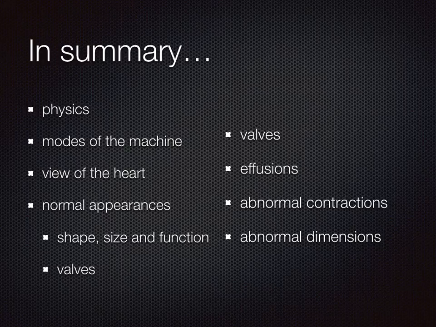We've also looked in more detail at valves. We looked at the valves when they've become diseased and how they may be stenosed or regurgitated. And we know what would be typical appearances and what would be typical movements of those valves. We've also looked at effusions around the heart and also considered where a pleural effusion might be seen on echo. We've also looked at abnormal contractions and abnormal dimensions. So hopefully you will have a better understanding of the heart through the medium of ultrasound, especially echocardiography.